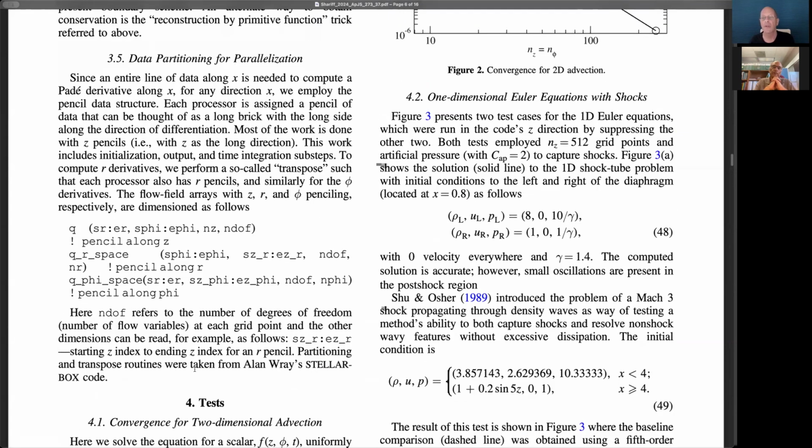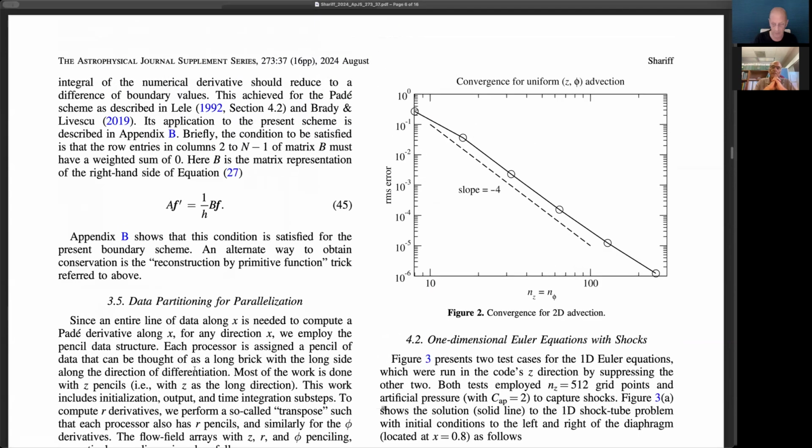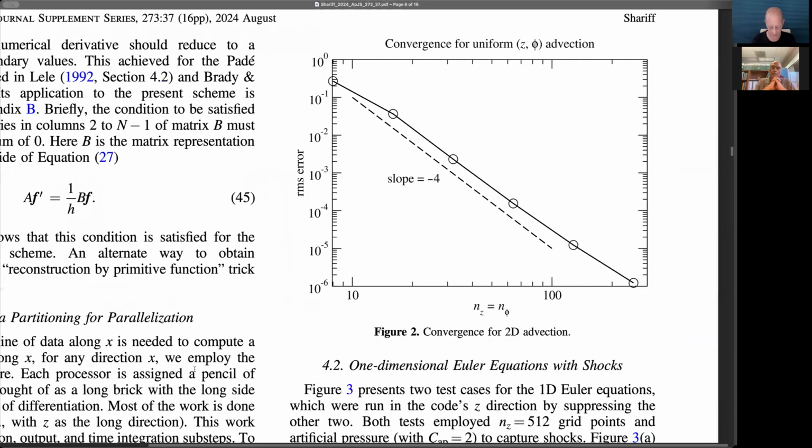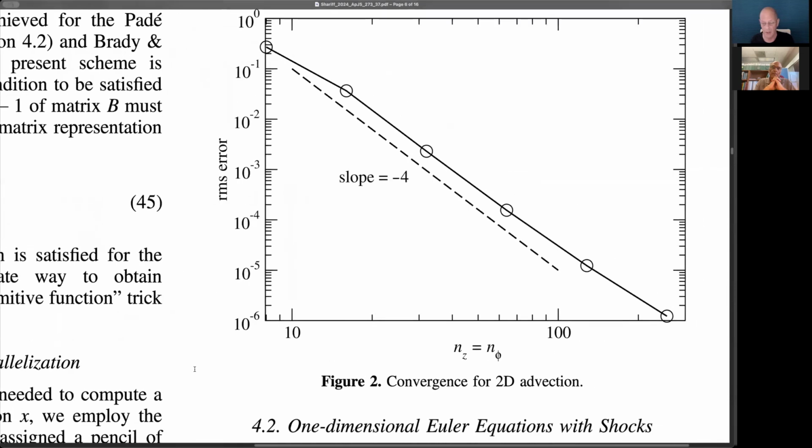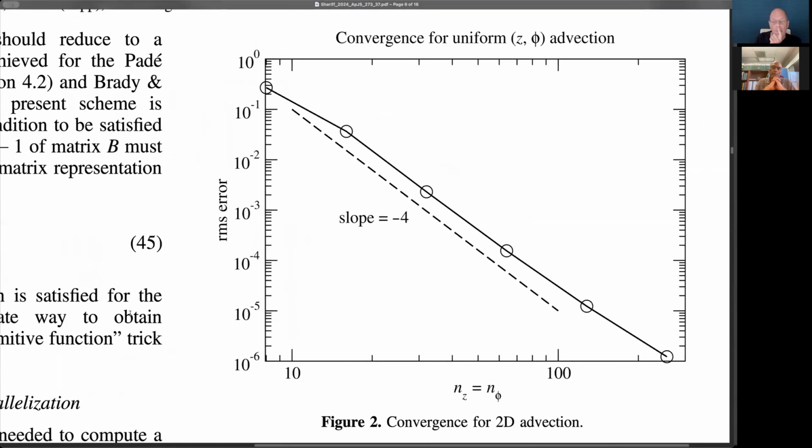Let's take a look at figure 2. Figure 2, convergence test. RMS error as a function of grid number. Okay, fourth order convergence. Good.